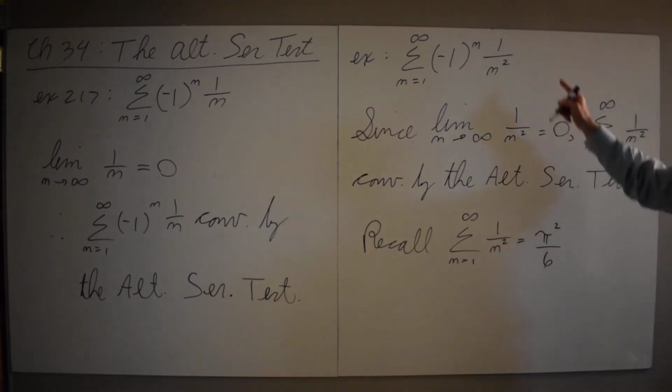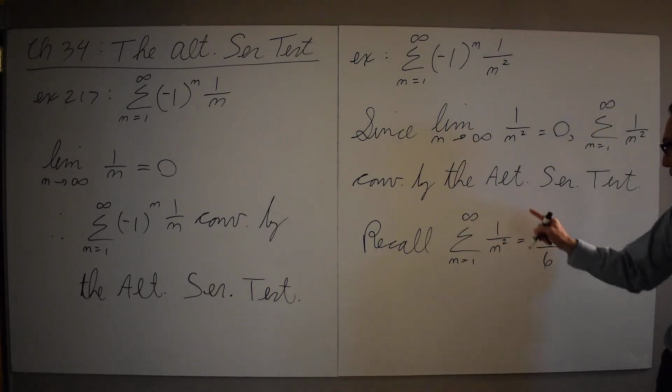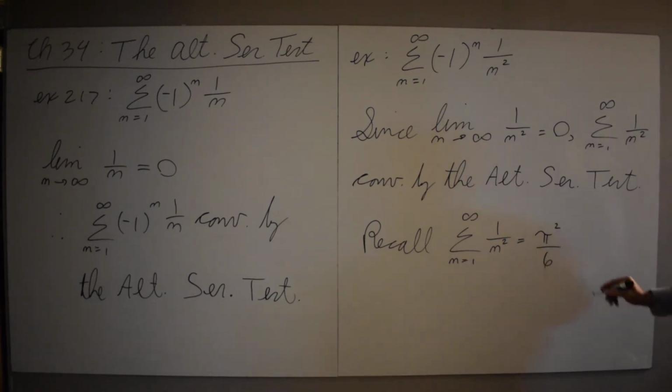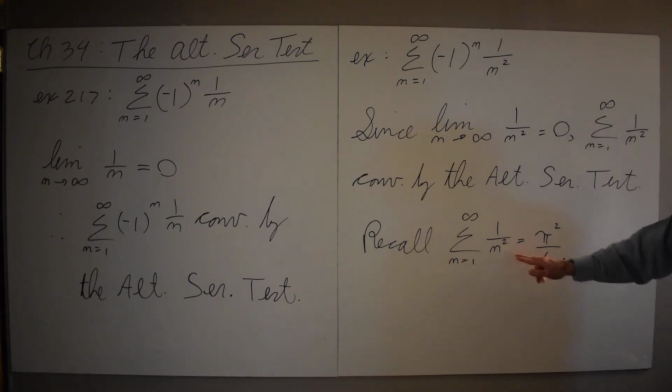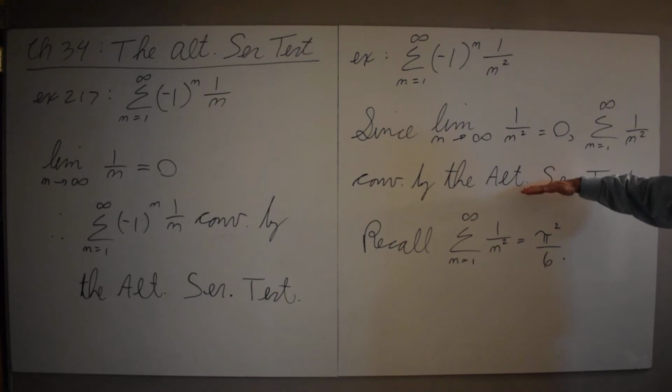Now, recall that this series is actually absolutely convergent because the series n equal 1 to infinity of 1 over n squared is pi squared over 6. I'm cheating a little bit. I didn't actually prove to you that this series converges to pi squared over 6. I just showed you that pi squared over 6 was a very good estimate. But it does converge to pi squared over 6. But this series converges by the alternating series test, but it's actually absolutely convergent.